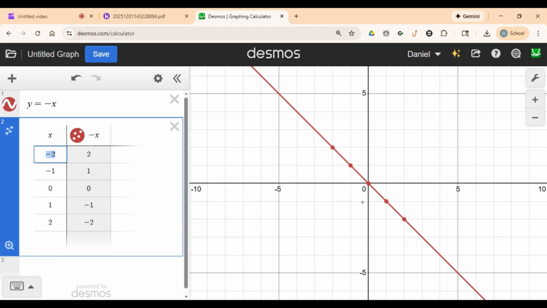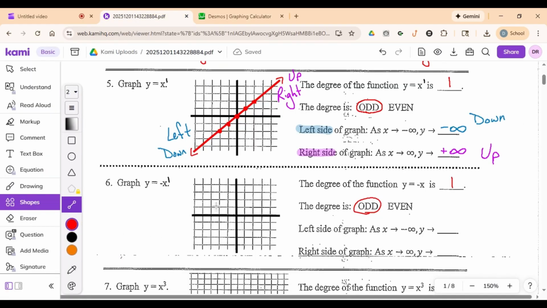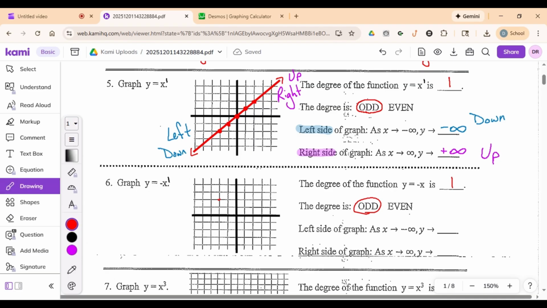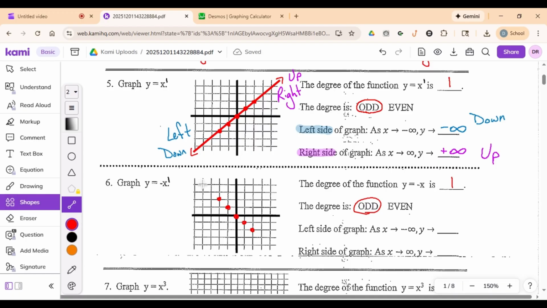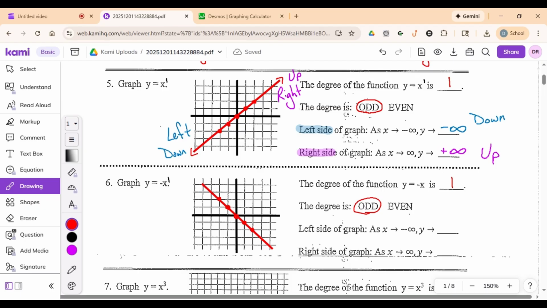Now you can go right back to your graph and show these 5 points. So we have -2, +2, -1, +1, 0, 0, 1, -1, and 2, -2. All right, draw a quick graph through here. And it's just a line. Okay, now let's talk about what's happening on the left and the right side again. So on the left side of this graph, this graph is now pointing up.